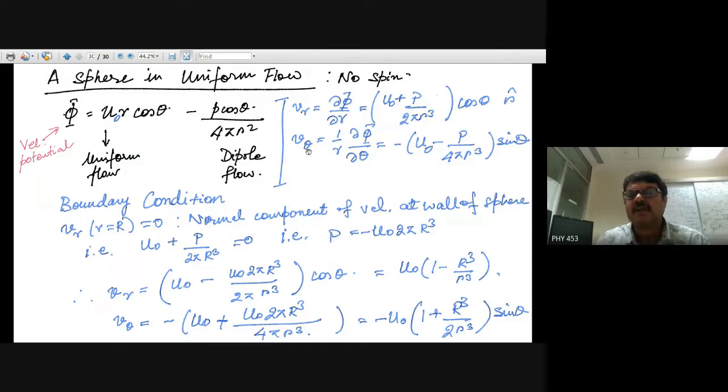And again, v theta is perpendicular to the surface. Now it's spherical coordinates, right? It's not an infinite cylinder. So you're calculating the flow around a spherical surface. If v theta has to be equal to 0 because there's no flow into the sphere, then you can get P in terms of u0, sine theta, and all other components. So this has to be equal to 0, so P will be u0 4 pi r cubed, and so on and so forth. So P will be minus u0 2 pi r cubed, where this is capital R, and that will satisfy the boundary condition.